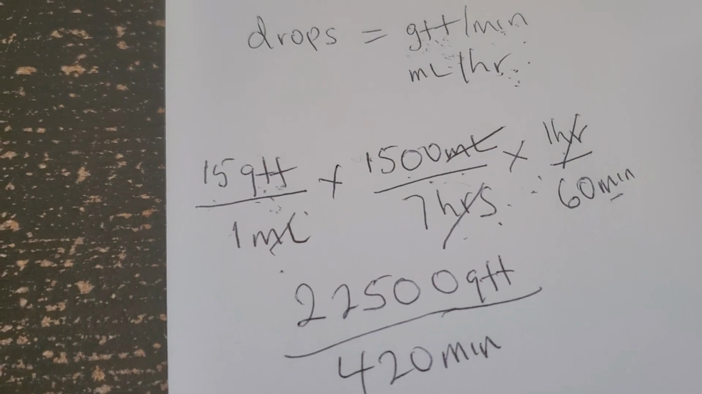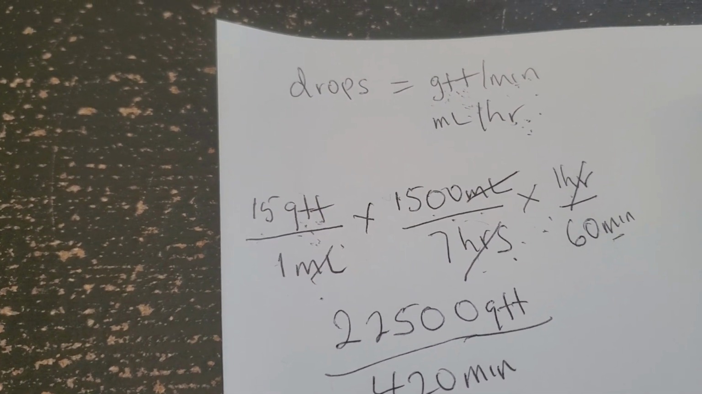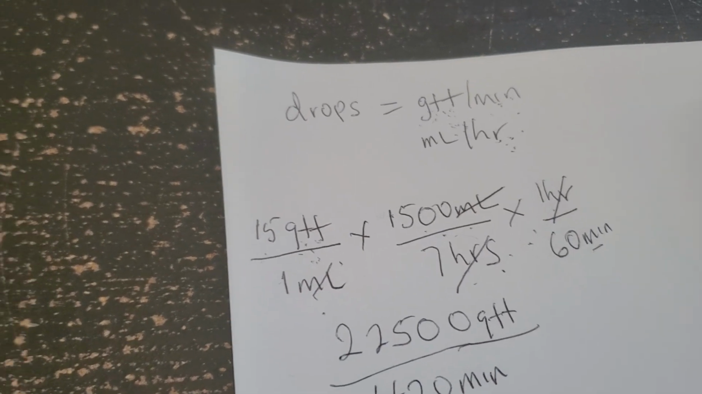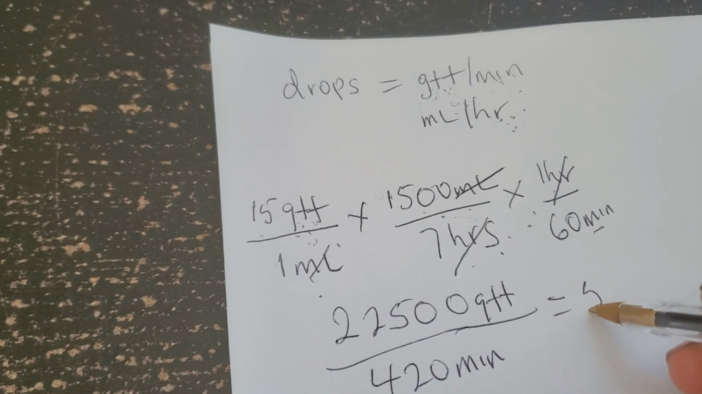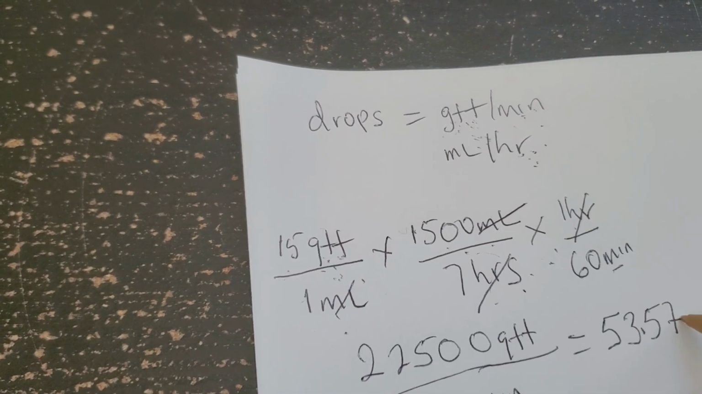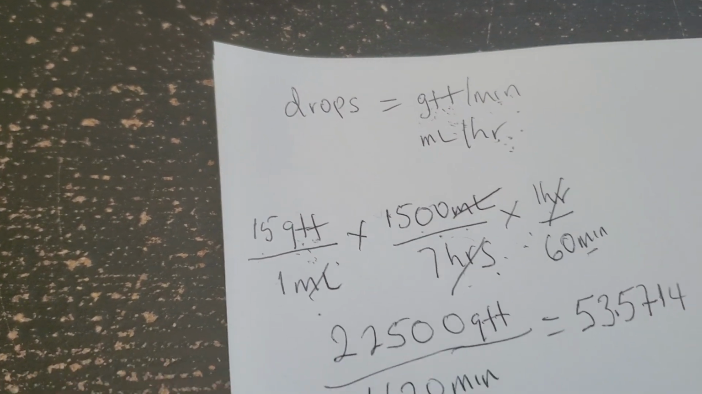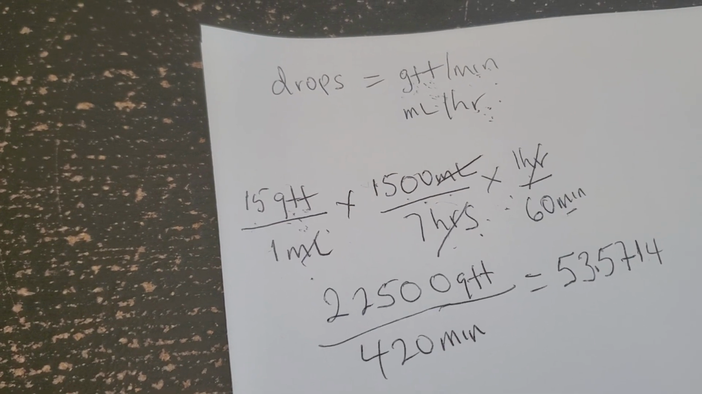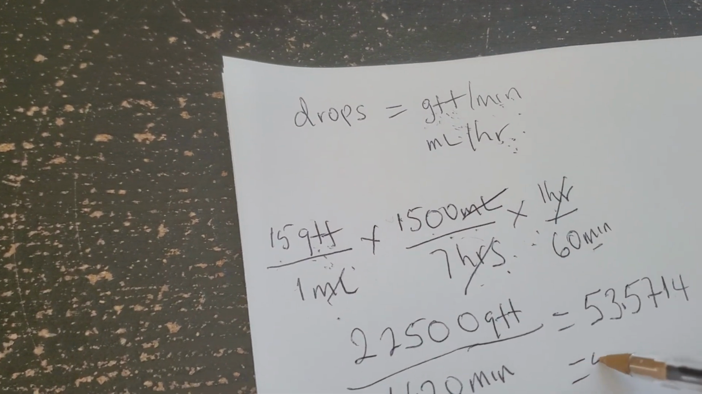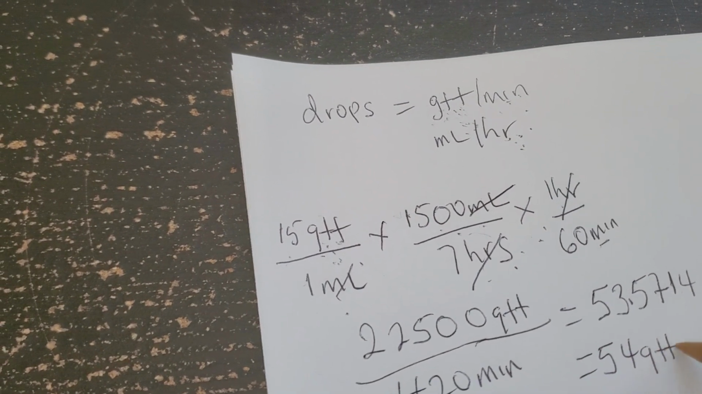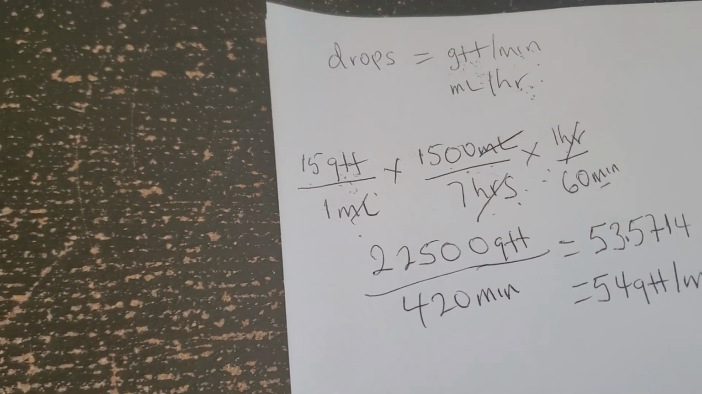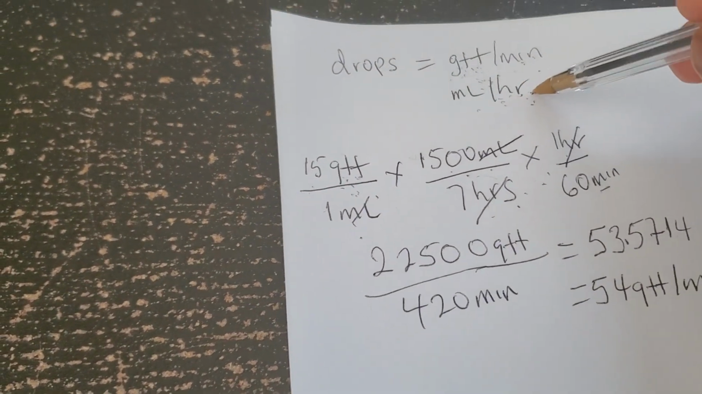I hope you are following. All right, so 22,500 divided by 420 will give us 53.5714 and some more numbers. But what is it telling us to do? It says round your final answer to a whole number. Okay, so the answer will be 54 drops per minute. 54 drops per minute. All right, the second answer they are seeking is the ml per hour.